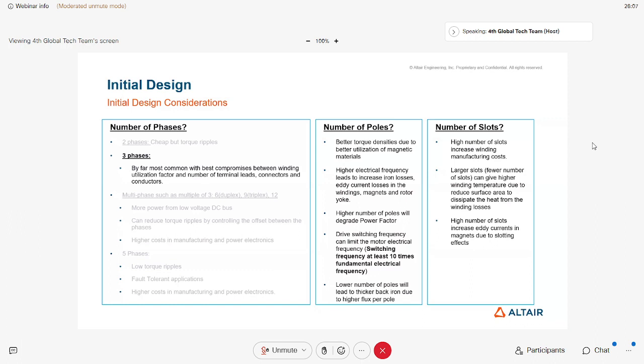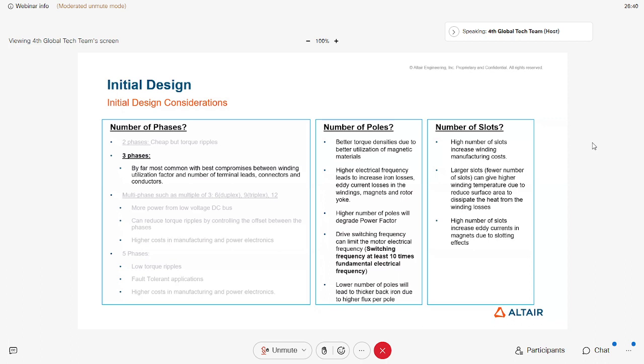But larger slots, yeah. So if you have a lower number of slots, it can unfortunately degrade the dissipation between the winding and the iron of the stator. So it will increase the temperature on the wires, unless you put a lot of copper inside the slot.